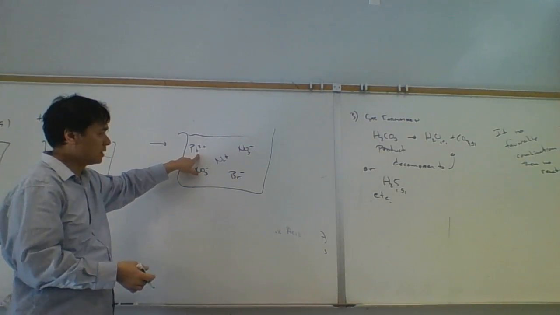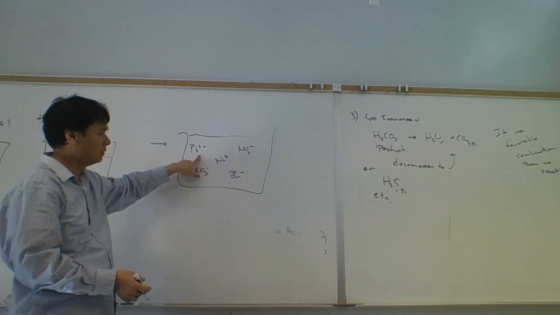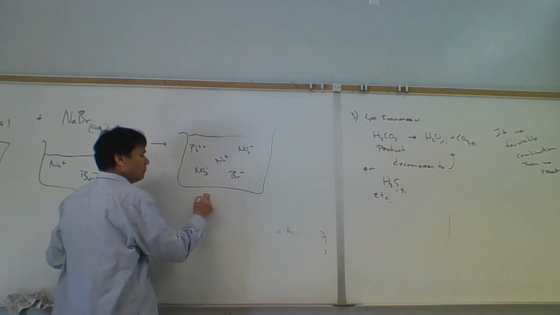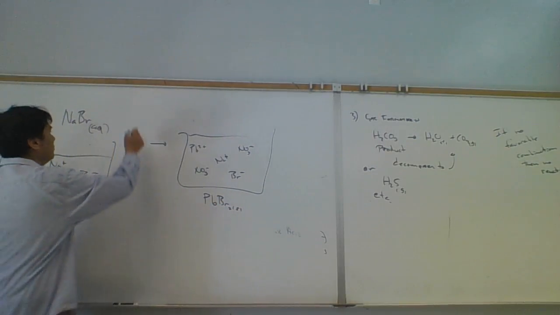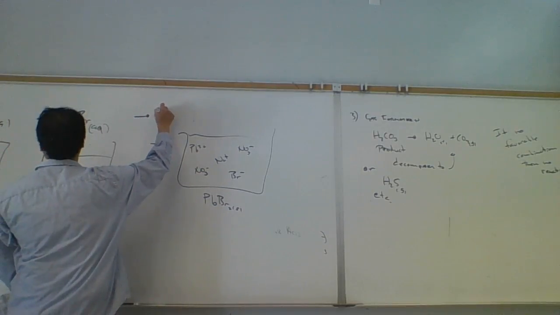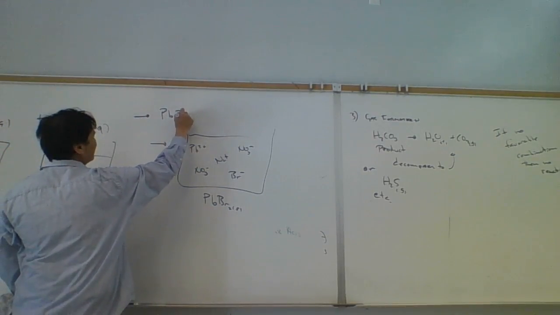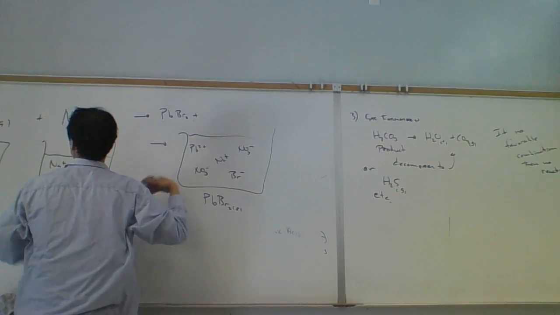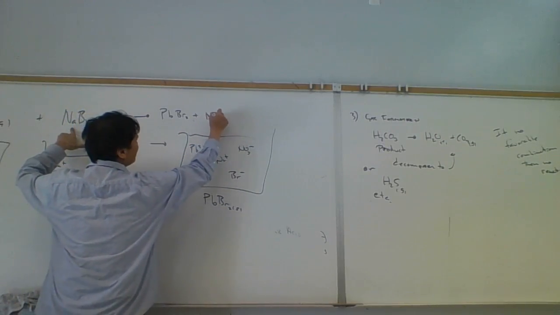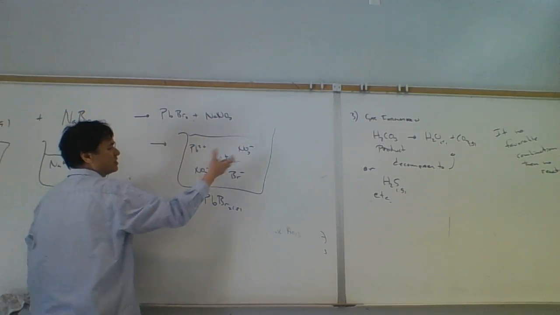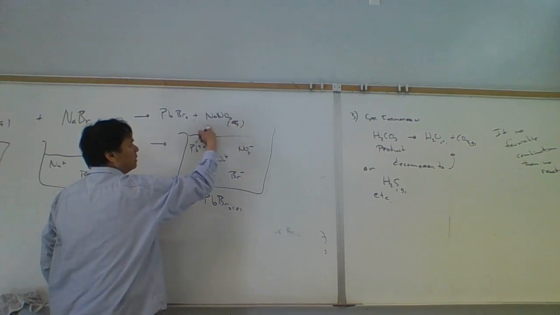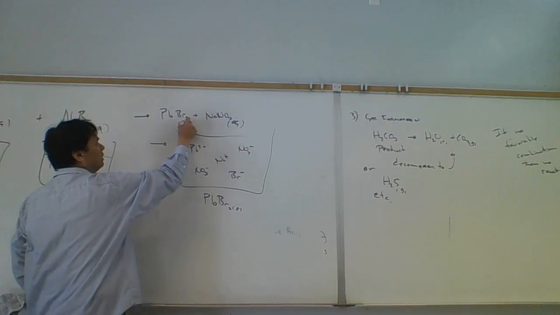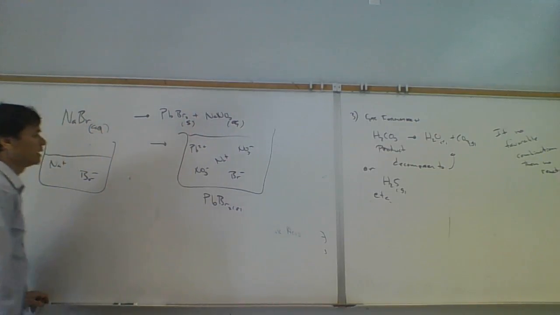But lead is 2+. How many bromides will we need? 2. And so lead and bromide are favorable because lead bromide precipitates. And so what we end up with here is lead with bromide ions. And what's left over? Sodium with nitrate ions. But sodium and nitrate ions aren't coming together, so those are still in water. Sodium nitrate is a strong electrolyte. Lead bromide is going to precipitate.